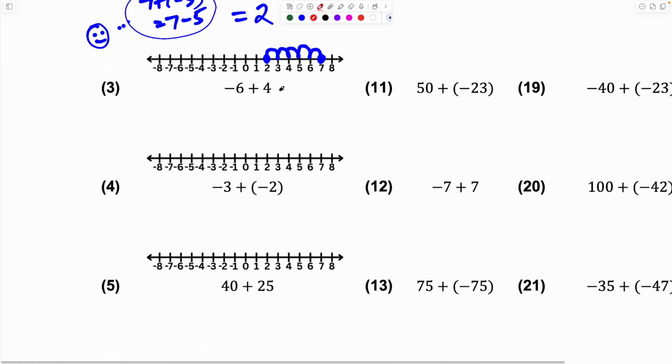Question 3, we have negative 6 plus 4. So now we're going to start at negative 6 and we're going to go forward 4 units. So we're going to go 1, 2, 3, 4, and that brings us to negative 2. Okay, so this is going to work out here to negative 2.